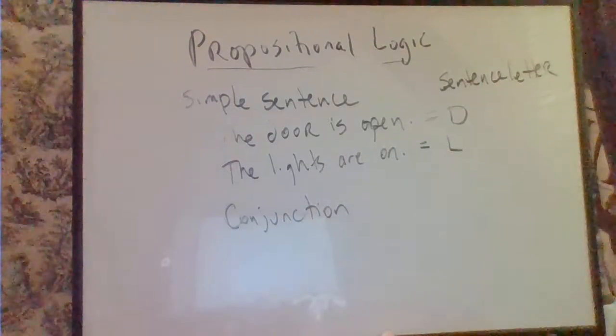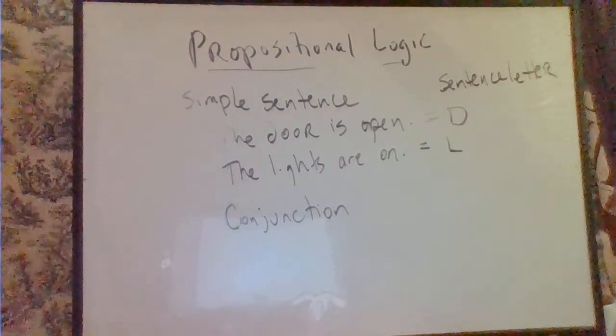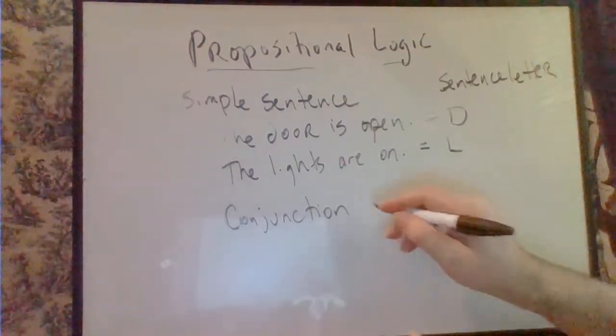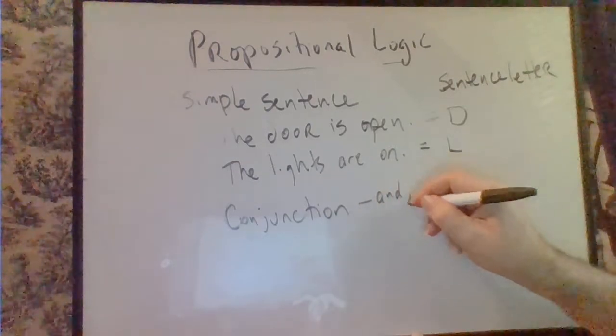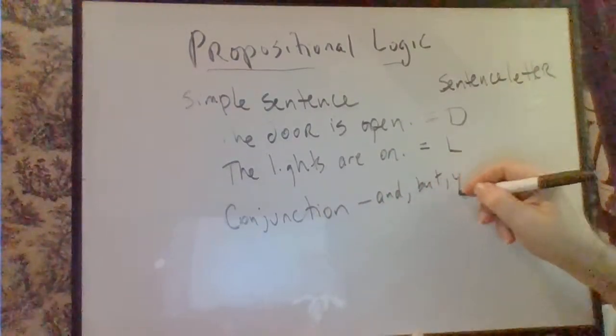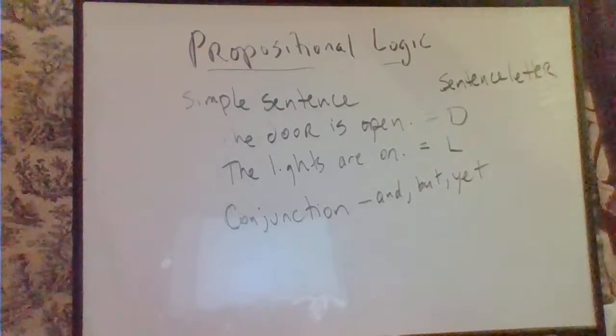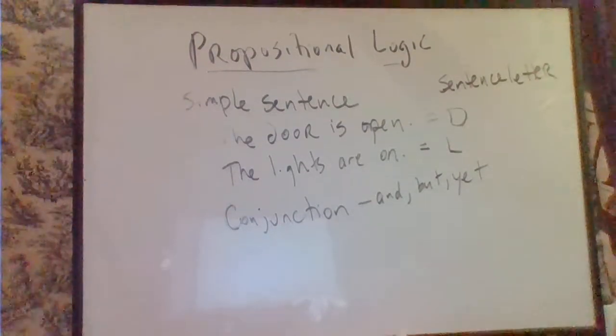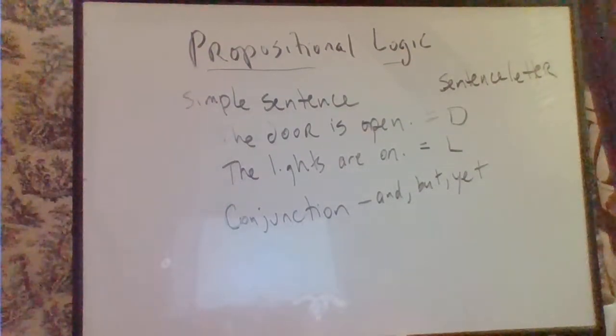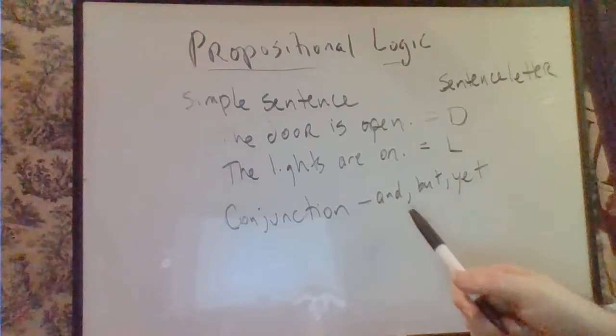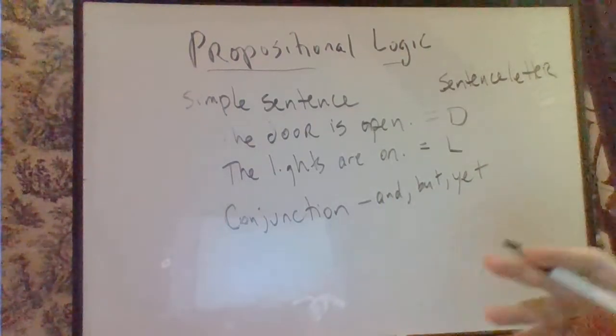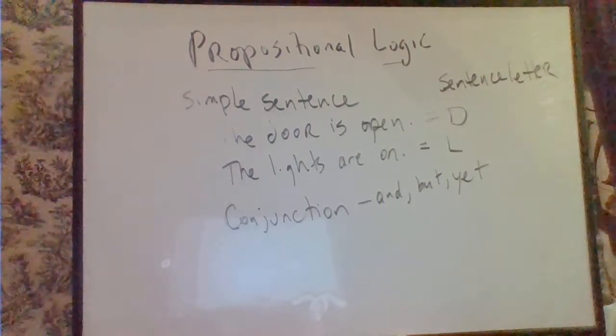A conjunction is when you want to join two or more sentences together with words like and, but, yet, things like that. Actually, in your book, it'll list a whole column of different words that can be used as a conjunction. But for our purposes, really, and, but, and yet are the major ones that we see.